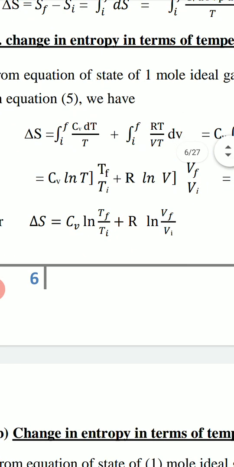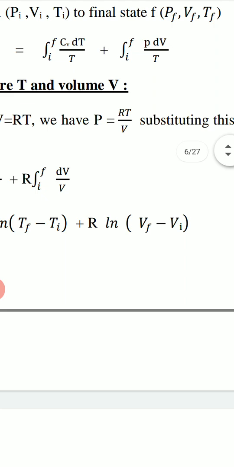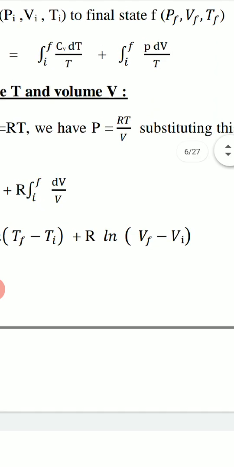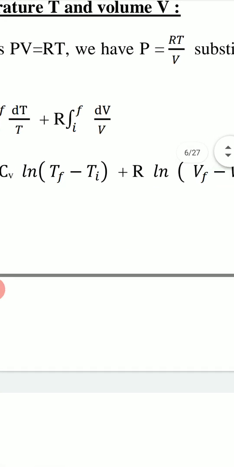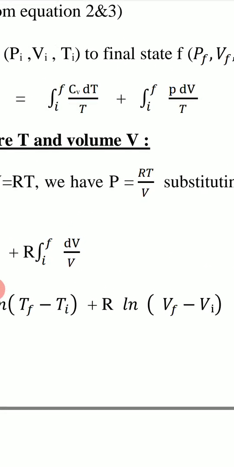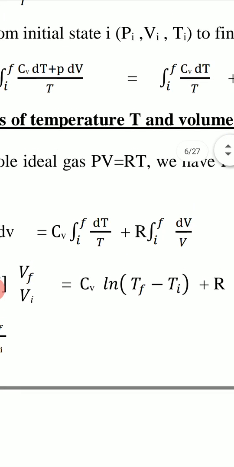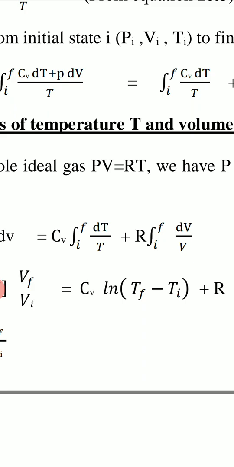We have delta S equal to integral I to F Cv dt upon T. First integral remains unchanged, and in second integral we put the value of P, that is RT upon V, so that second integral becomes R integral dV upon V. By putting P equal to RT upon V, T is cancelled out, R is constant, we bring it outside of integral, and we have this second integral as R integral I to F dV upon V, and first integral is Cv integral I to F dt upon T. Here also we take Cv out from this integral because it is constant.